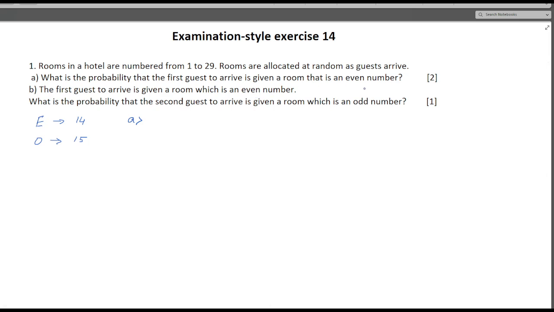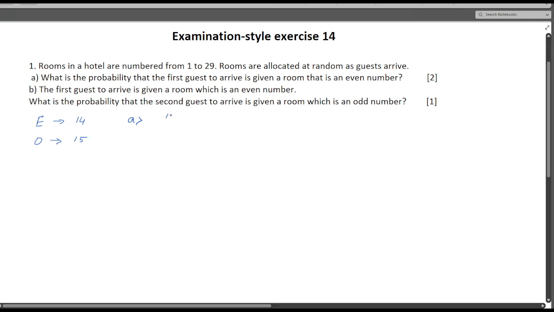Now the first question is, what is the probability that the first guest to arrive is given a room that is an even number? How many even numbers do we have? 14 even number rooms out of a total of 29 rooms. So my answer is going to be 14 divided by 29.